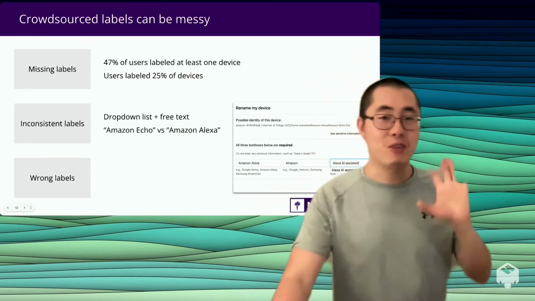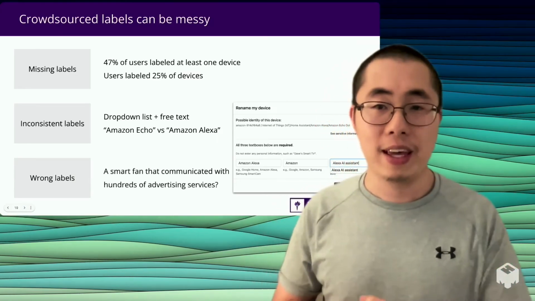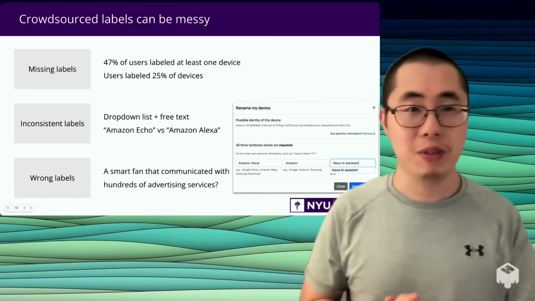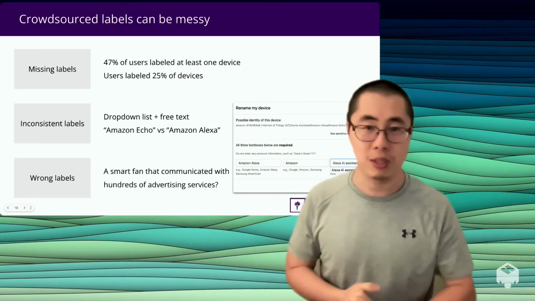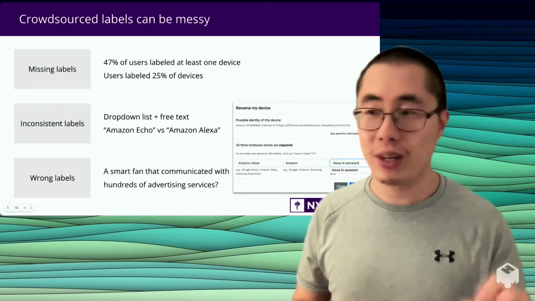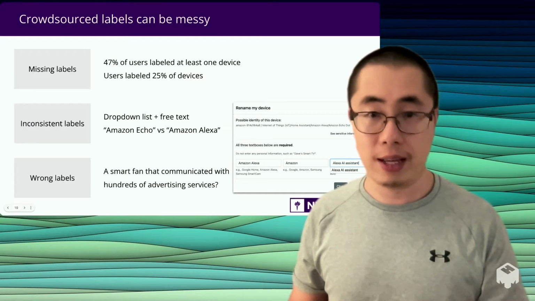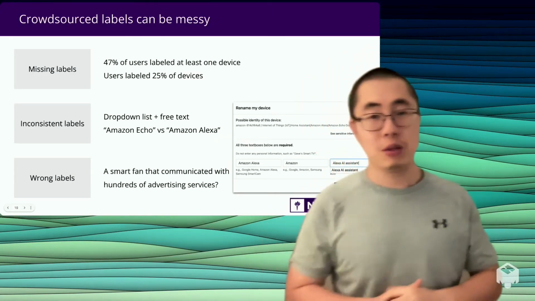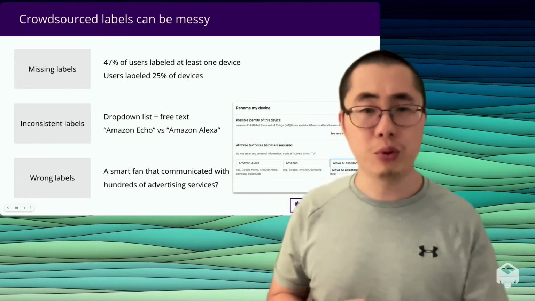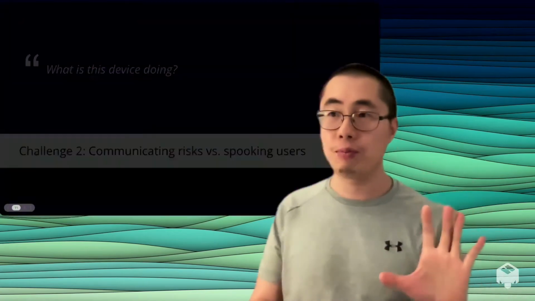And then there are the wrong labels. We have seen cases of what looks like a smart fan communicating with a large number of domains, including some Android-specific domains. And we checked this particular smart fan model, and it does not run Android. So potentially, the device is labeled incorrectly. So in short, we can gather a large data set from real-world users, but we need to improve the label quality and quantity. So that's challenge number 1.